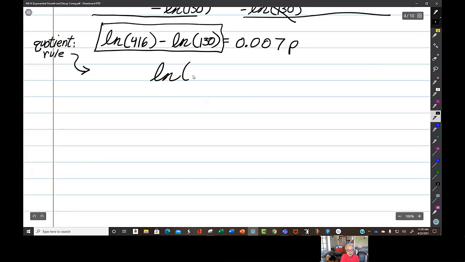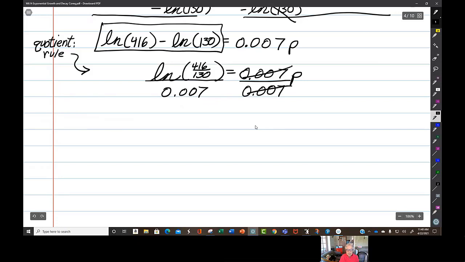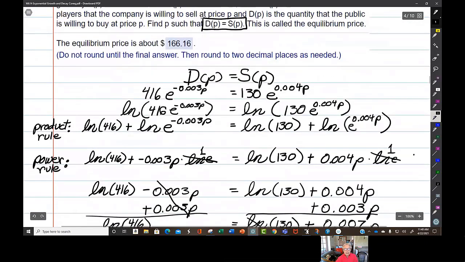The ln of 416 over 130 equals 0.007p. Now this is a number. I'm going to divide by 0.007 on both sides, and we will be done, hopefully with the right answer. So p equals that. Let's put it in the calculator. Let's see if I wrote it down up here. Yes, this is the answer we're striving for.